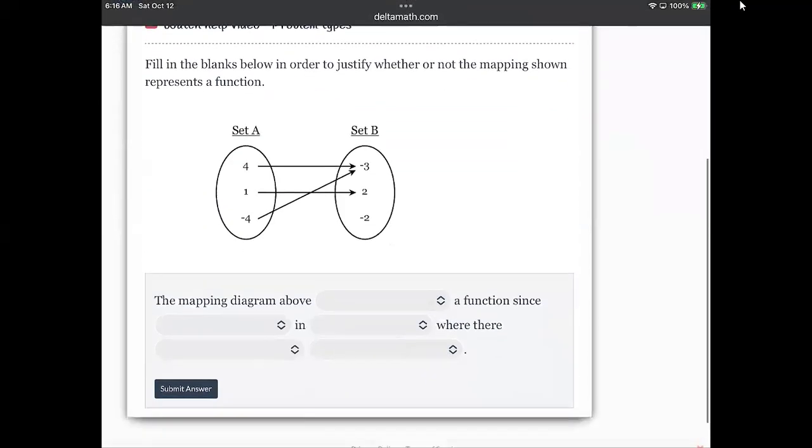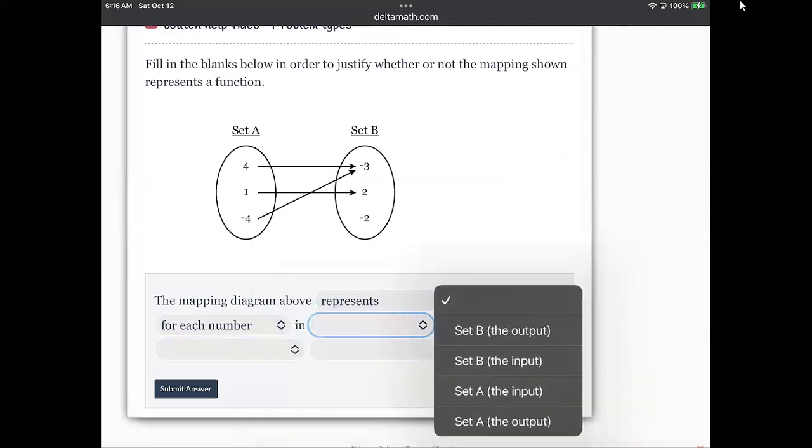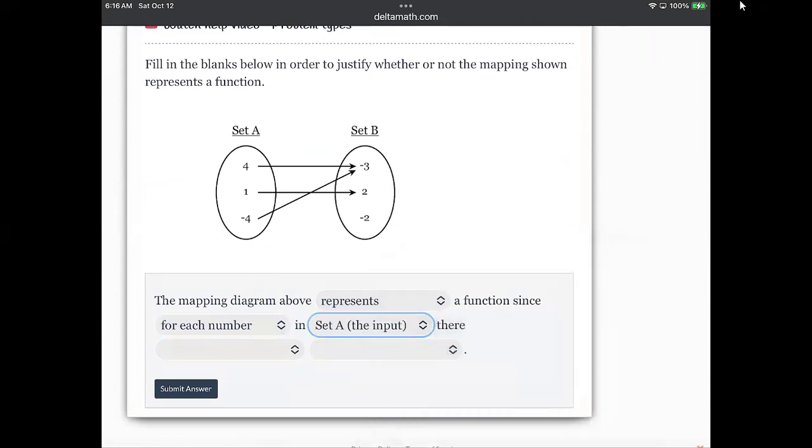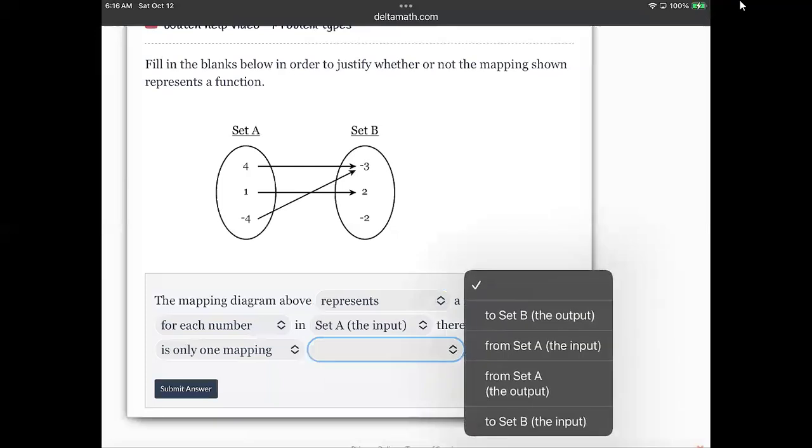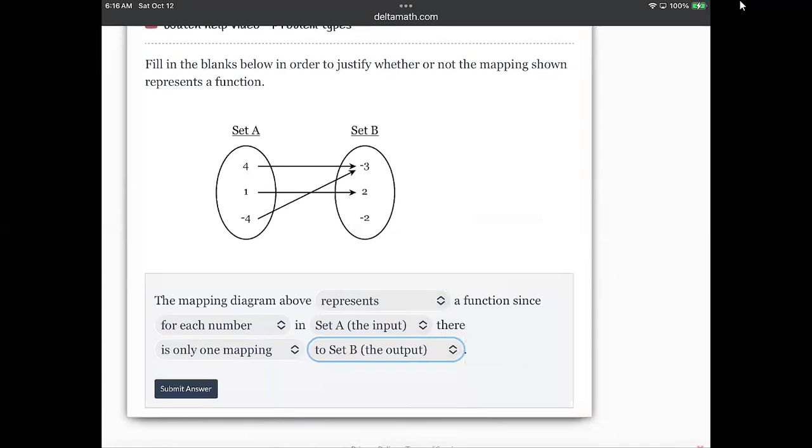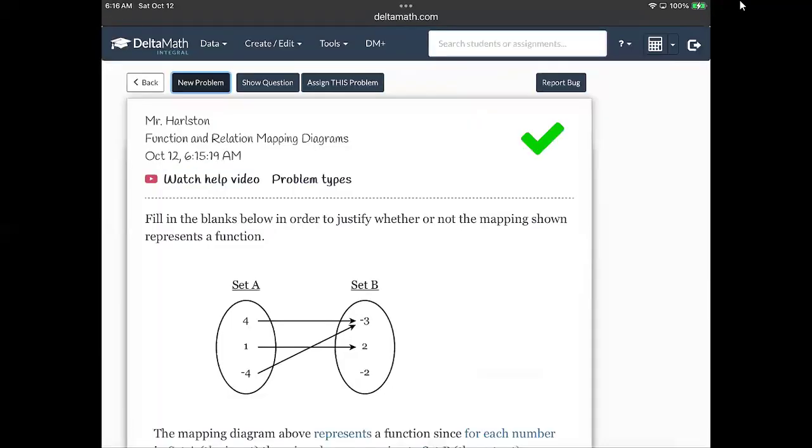Now it is a function, and every input, so each number in the input set, has one arrow and only one arrow going to the output set. That's all you're doing every time. The input and the output, they never change. It's the other three drop downs that you have to be careful of. Let me submit this. That's it. I'm going to stop and post.